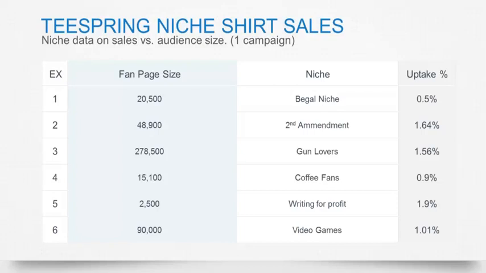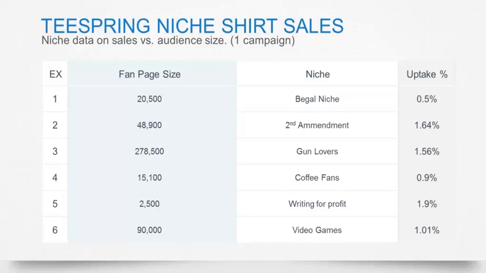Yes, I created this graph. Okay, fan page size 90,000, video games, all right, 1.1% uptake, okay, 1.1% of the 90,000 fans bought the shirt for that single campaign. Now this, again guys, this is not broad-ranging, all-inclusive data from all the campaigns run in each one of those niches. No, this is data from one campaign in each niche. Now again, these aren't hard and fast numbers, but these are some examples that can get you thinking in that direction, okay?